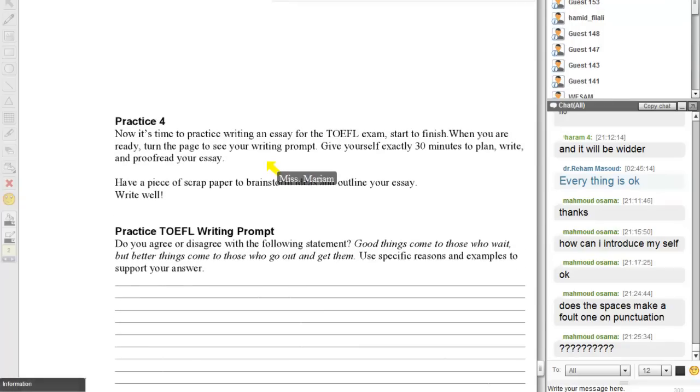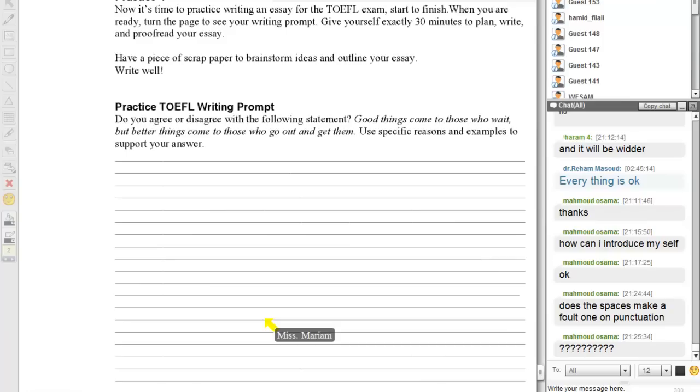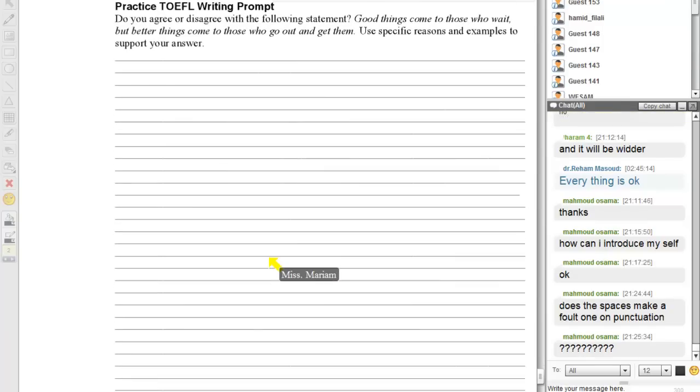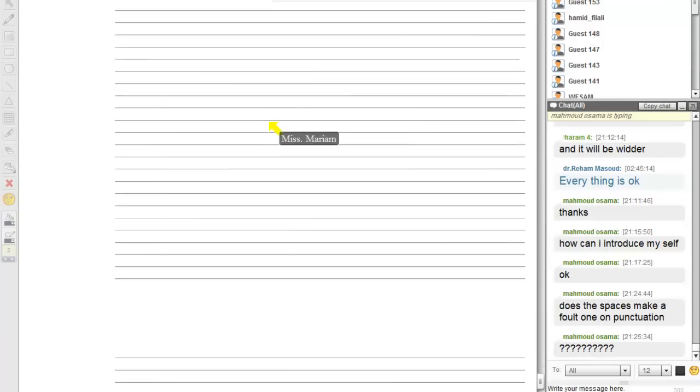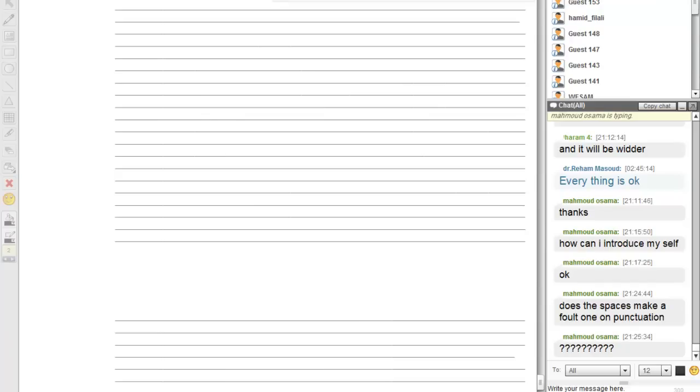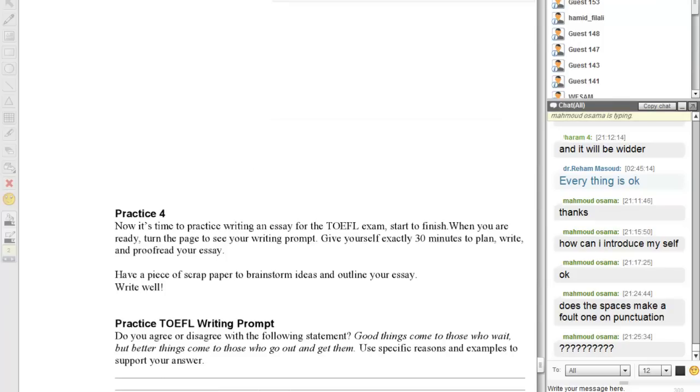And here are some exercises. This is one exercise. Okay, practice 4.